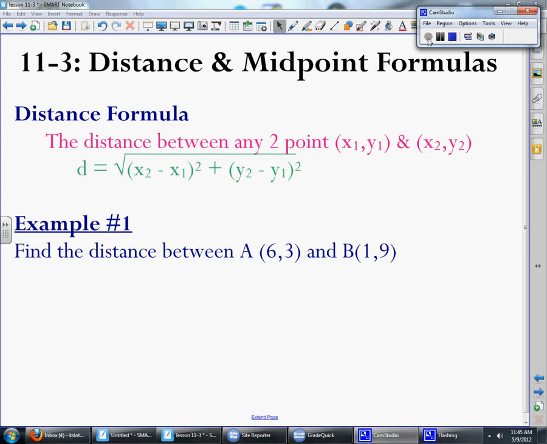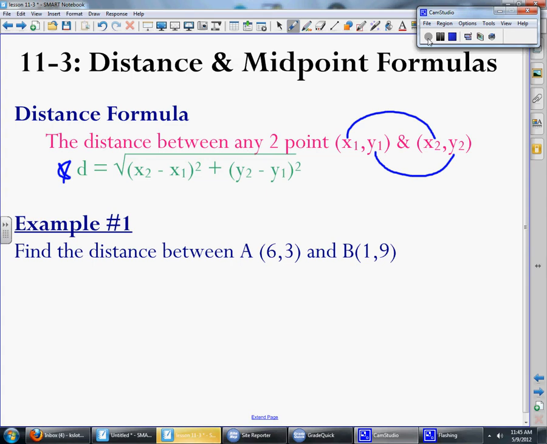In your notebook, please copy down the distance formula, which is D, which stands for distance, and it is x2 minus x1, so you subtract your x coordinates and then square them, and then you're going to subtract your y coordinates and square them, add them together, and then take the square root.